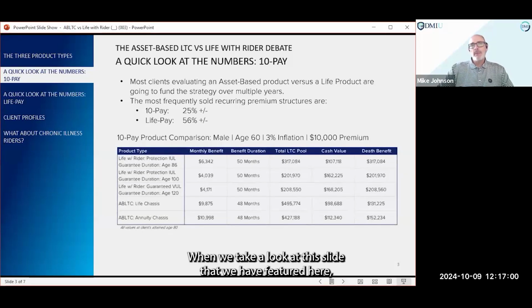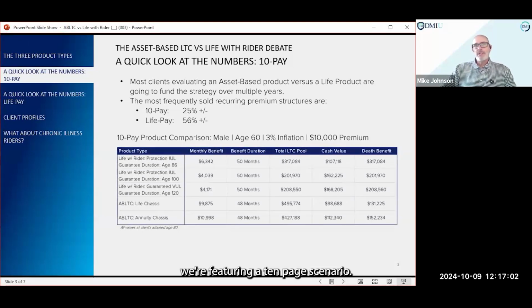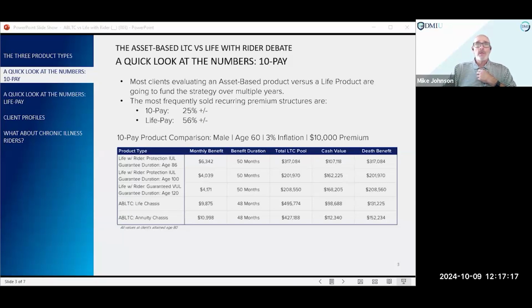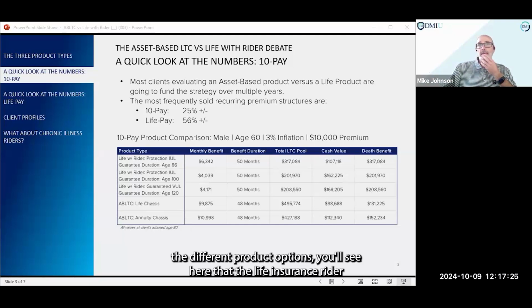Now, when we take a look at this slide that we have featured here, we're featuring a 10-pay scenario. This is a 10-pay scenario where it's a male, age 60, funding the annual premium $10,000 a year for a 10-year stretch. When we compare and contrast the different product options, you'll see that the life insurance rider with long-term care is going to offer the most significant death benefit leverage right off the bat, 3 times death benefit leverage.